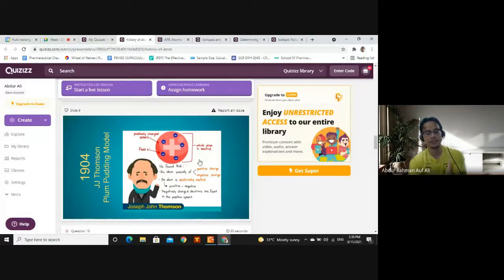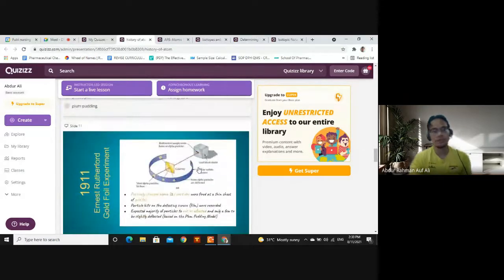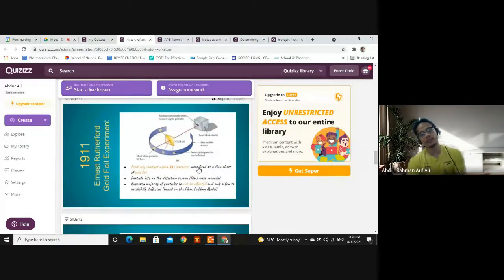So this is the conclusion from J.J. Thomson punya experiment. Okay, and he won a Nobel Prize for this, for the discovery of electron. Right. So fast forward lagi 7 years forward, kita diperkenalkan dengan Ernest Rutherford.